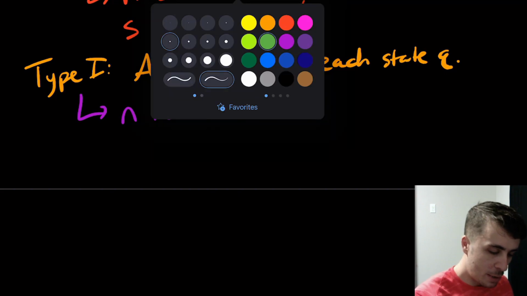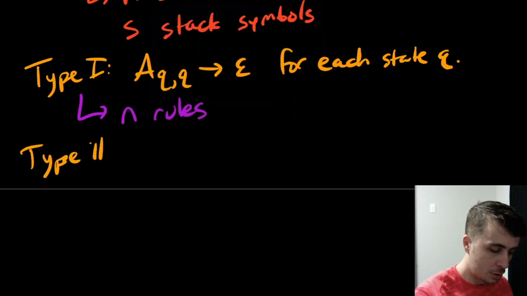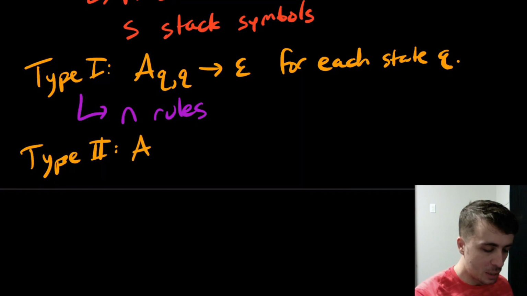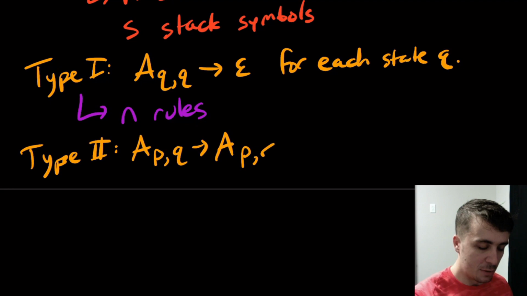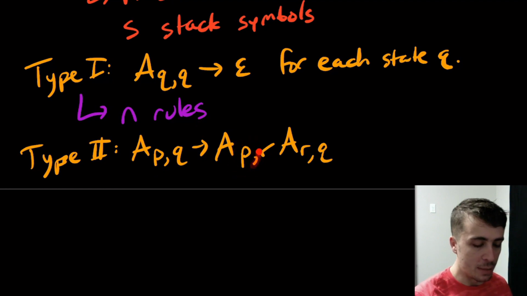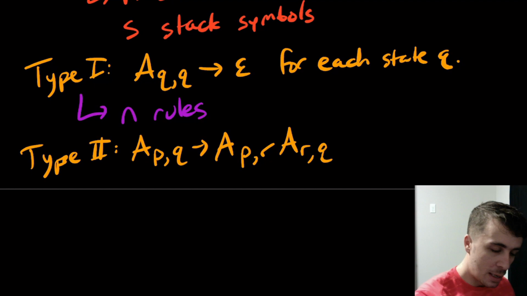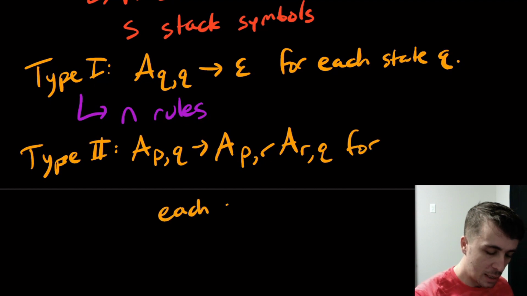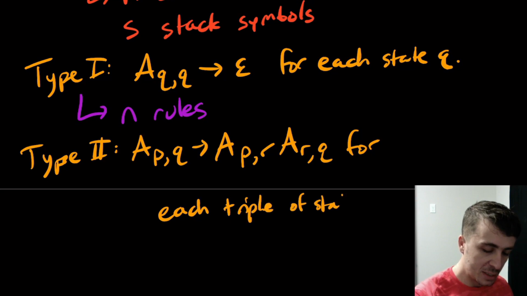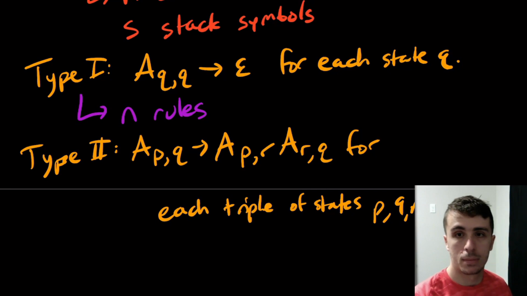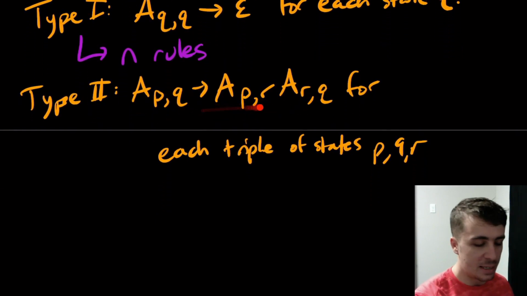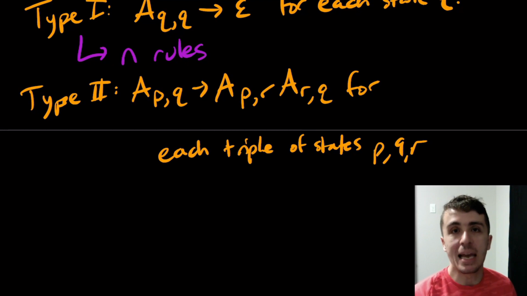All right, so what about type 2 rules? Here we're going to have A sub P, Q, and the recipe says to have something like this, where the first state P is the first one of the first variable on the right side, Q is the second one of the second variable, and the 2 in the middle have to match, for each triple of states P, Q, and R. And this is not dependent on the structure of the PDA, so the P, Q, and R could be the same. They don't have to be different.